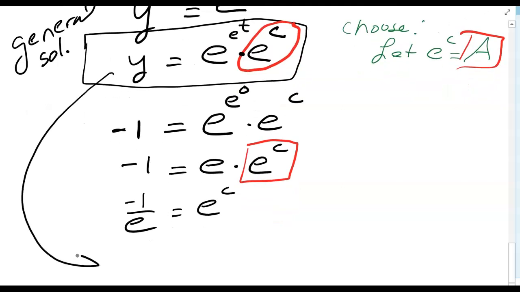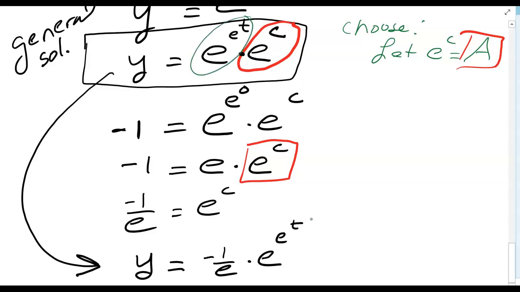So you're just going to rewrite this function. The e to the c part is negative 1 over e, times e to the t. So there's my e to the t, and my red e to the c became that. You follow it?